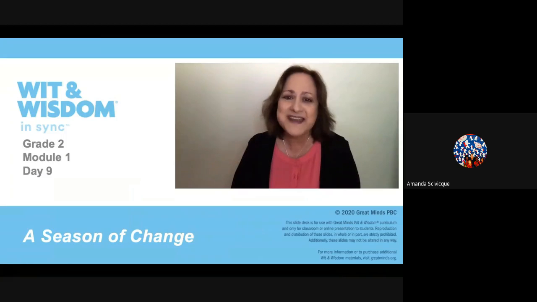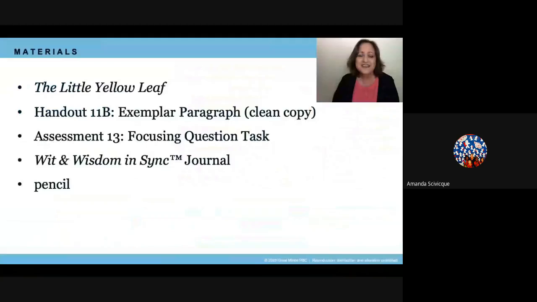Let's see what we need. Today, you'll need the little yellow leaf, handout 11B, exemplar paragraph. Please grab a clean copy, one that we haven't marked up yet. We'll also need assessment 13, the focusing question task, your journal, and a pencil. Please pause here to take your time to gather what you need and just hit the play button when you're ready to continue.